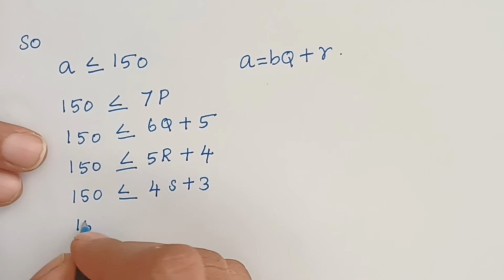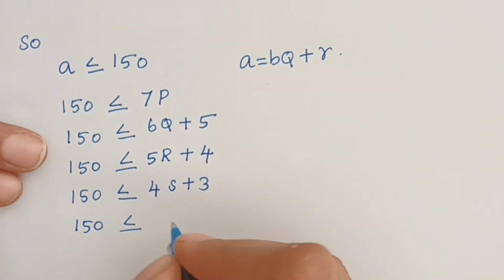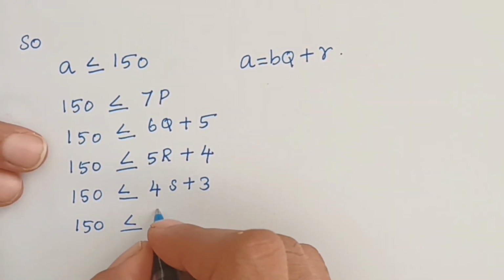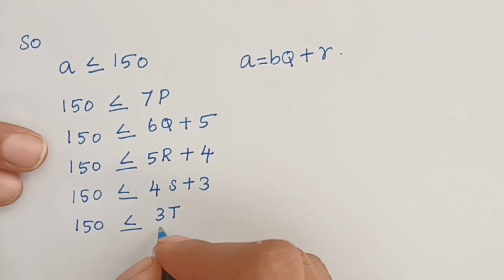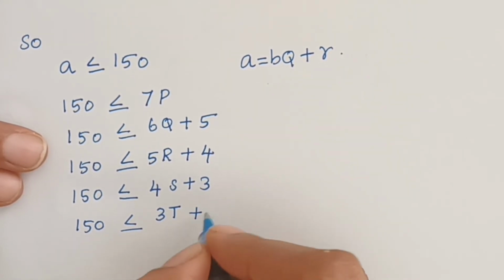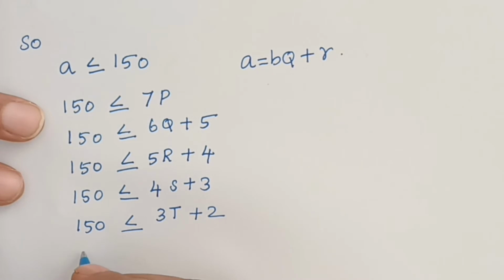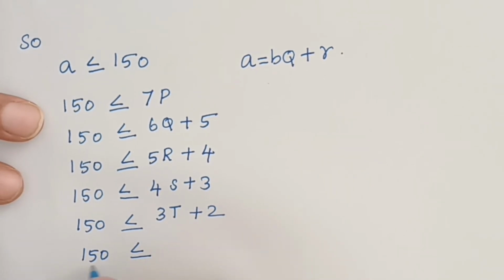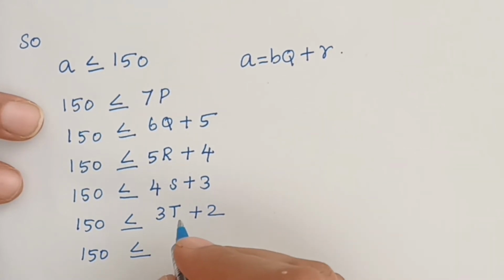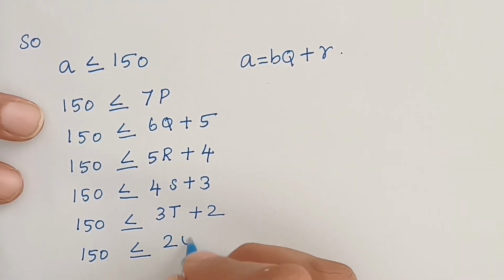If counted in threes, 2 will remain. So 3 times the quotient plus 2 as remainder. If counted in pairs, 1 will remain. So 150 is less than or equal to 2 times the quotient plus remainder 1.